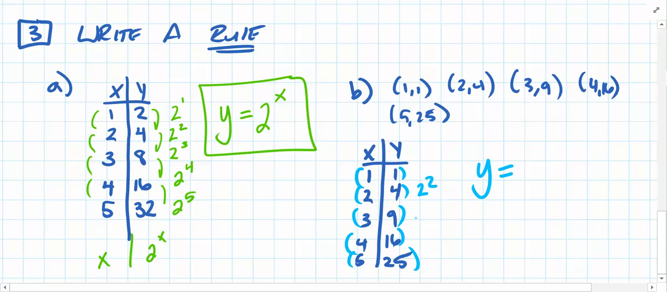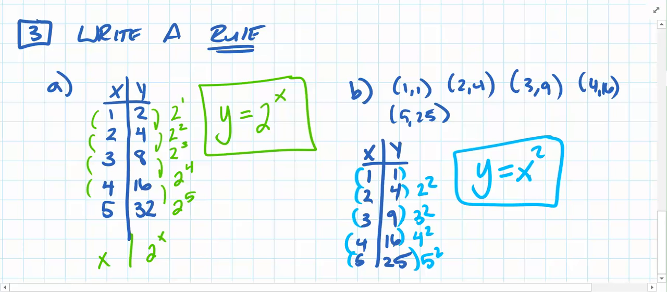16 is the same thing as 4 squared. 25 is the same thing as 5 squared. So therefore, any x value you give me, I'm just going to square it. So y is going to be x squared, and that would be the relationship that I have there. So I have 2 examples of non-linear functions that we can write rules for, all right?